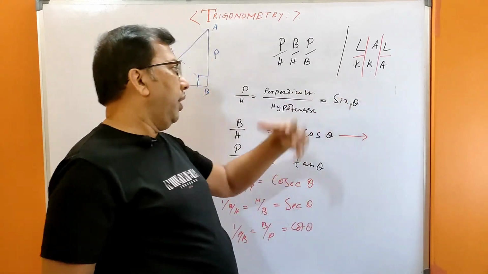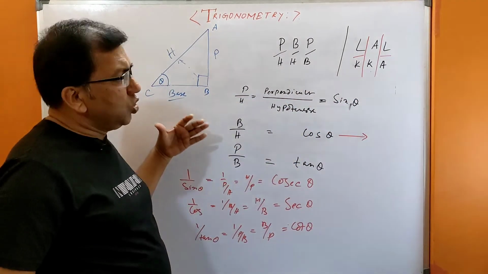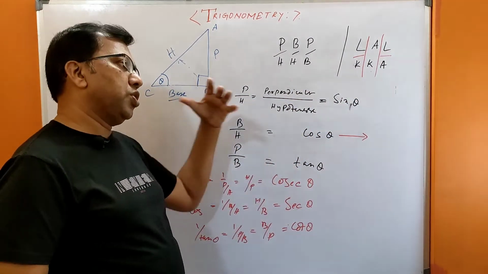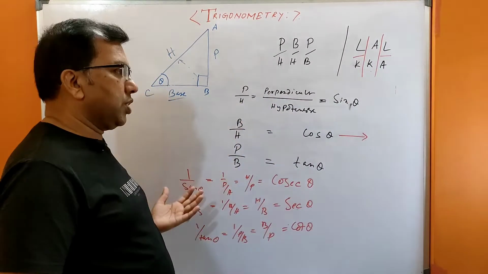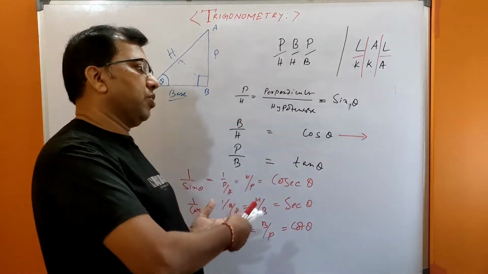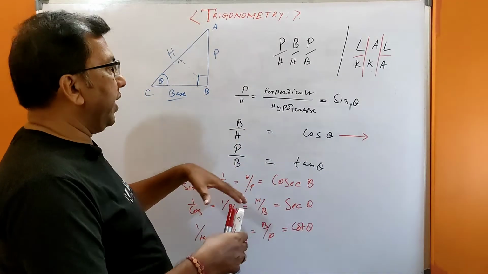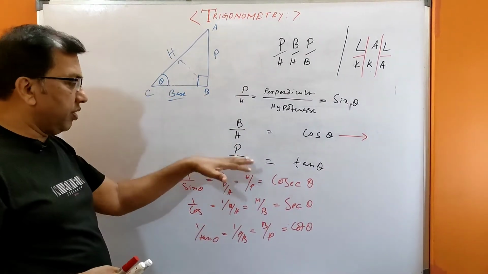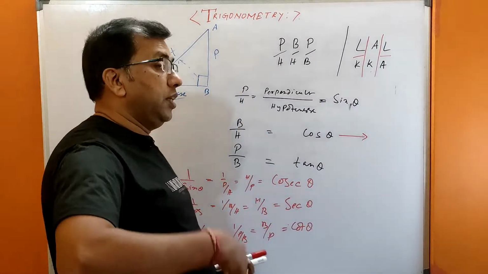Okay. Next day I will also discuss many things: sin square plus cos square, 1 plus cot square, 1 plus tan square and sec square. The relationships obtained by squaring and dividing the sides, I will discuss next day.